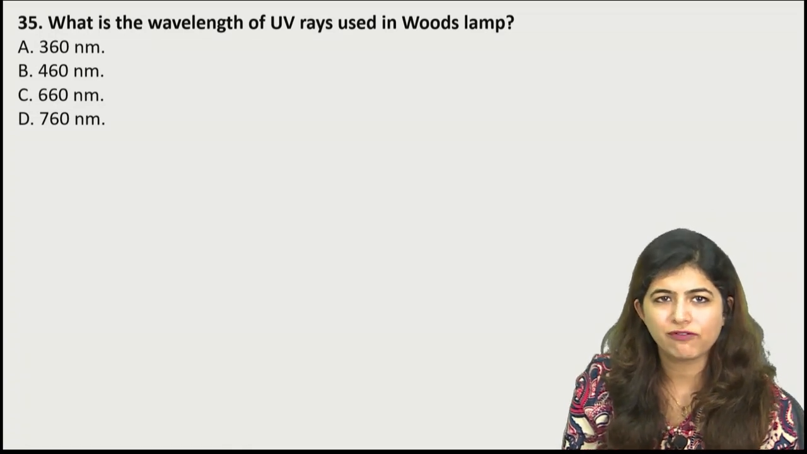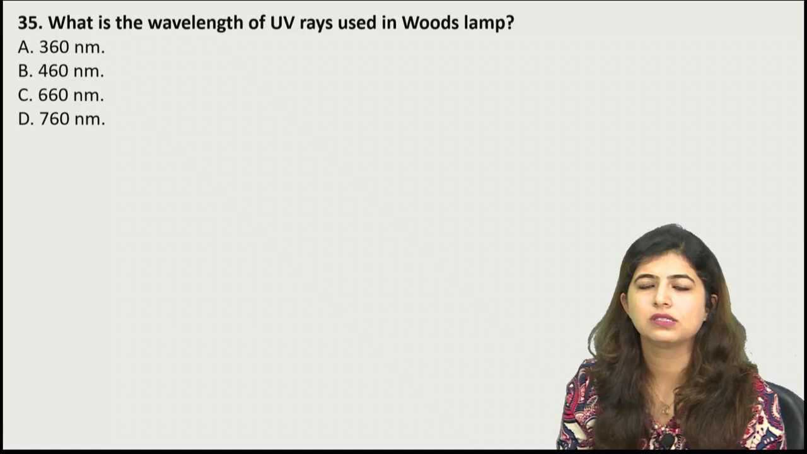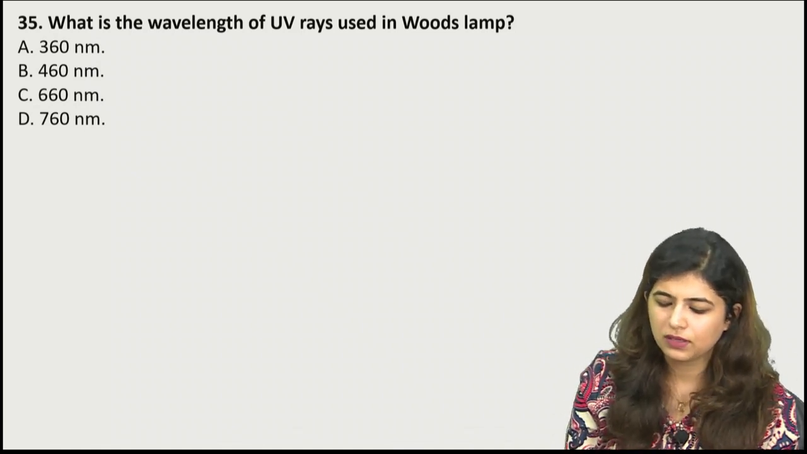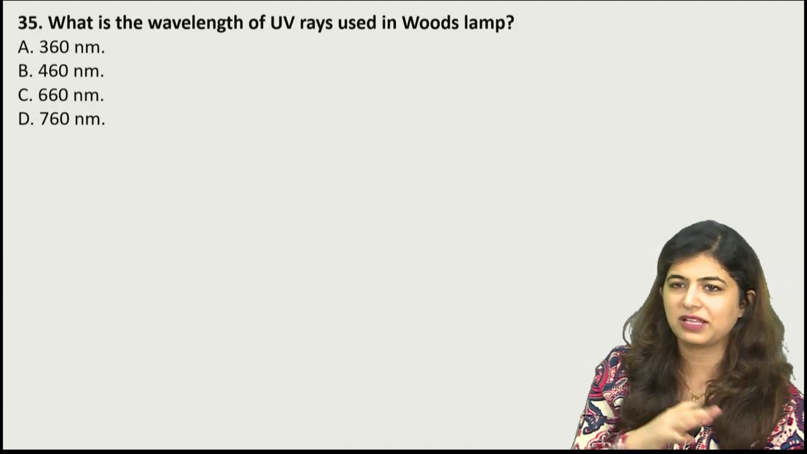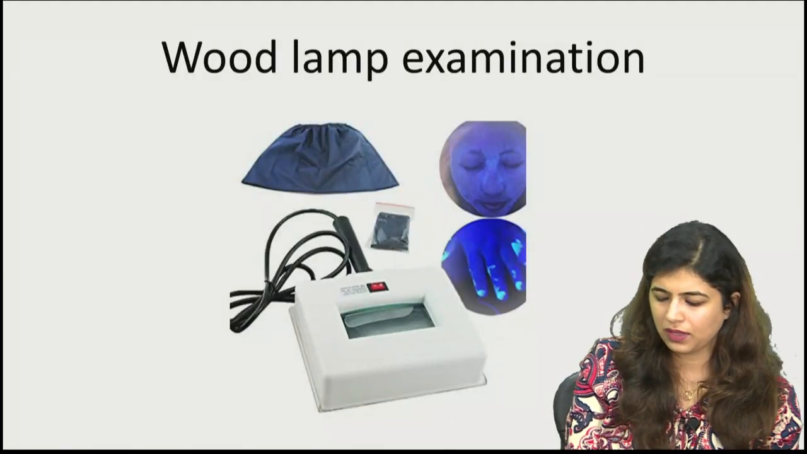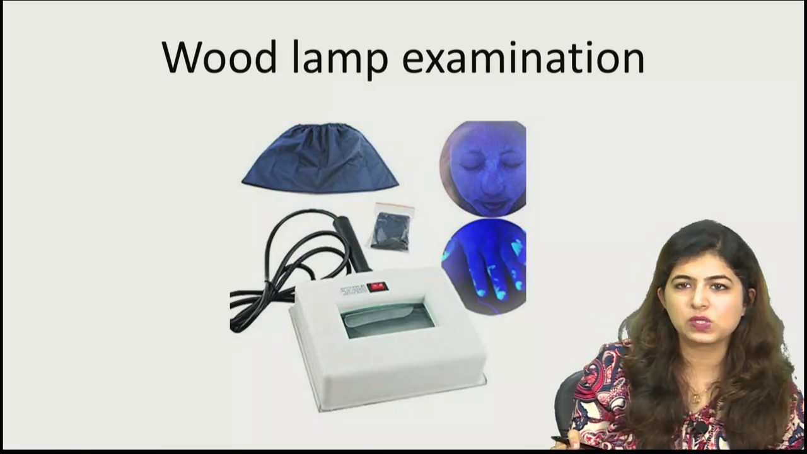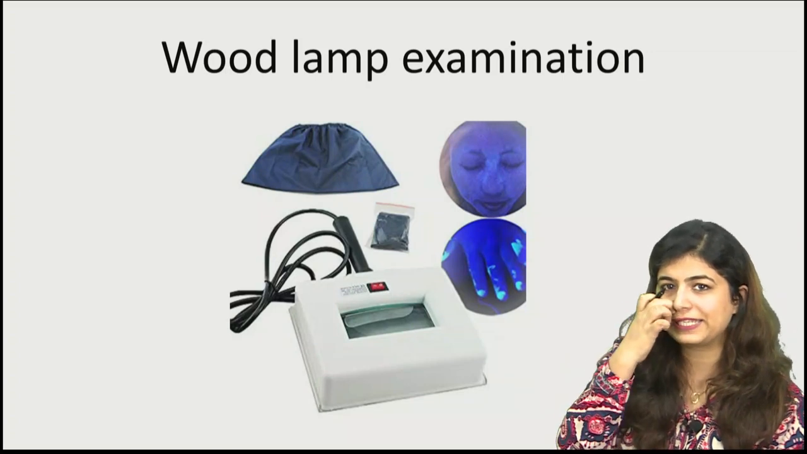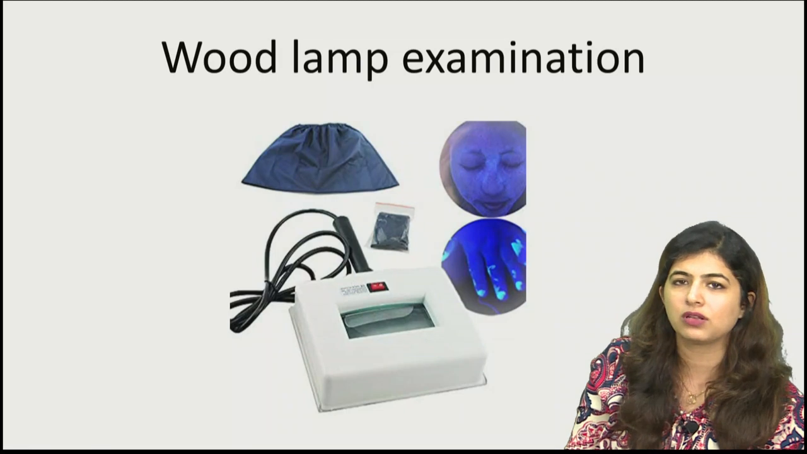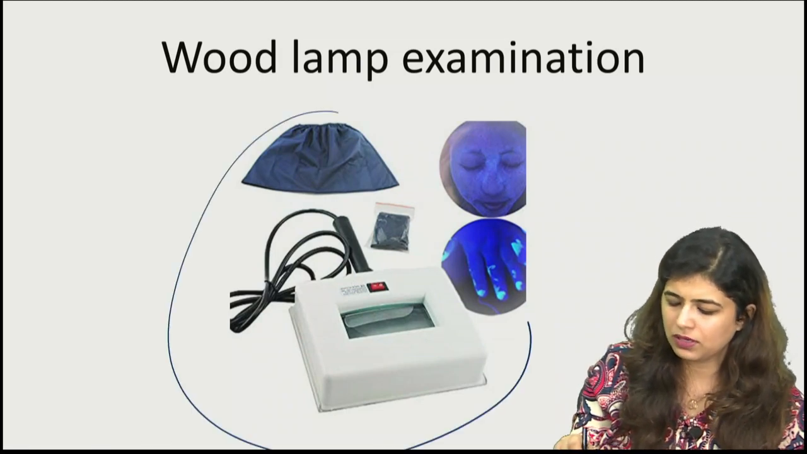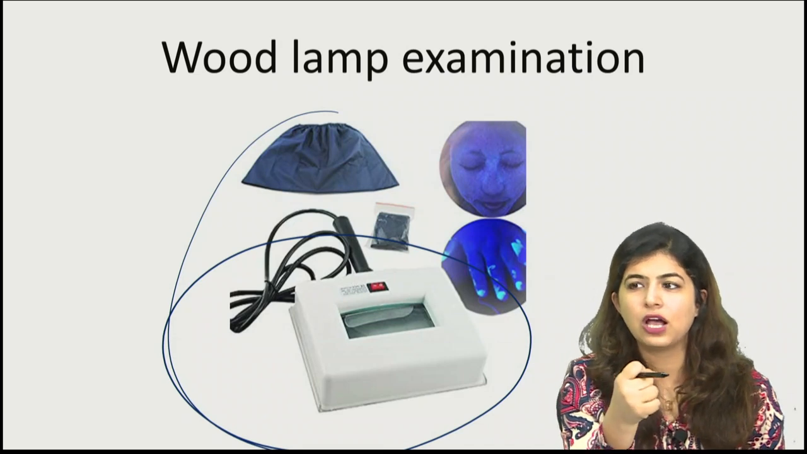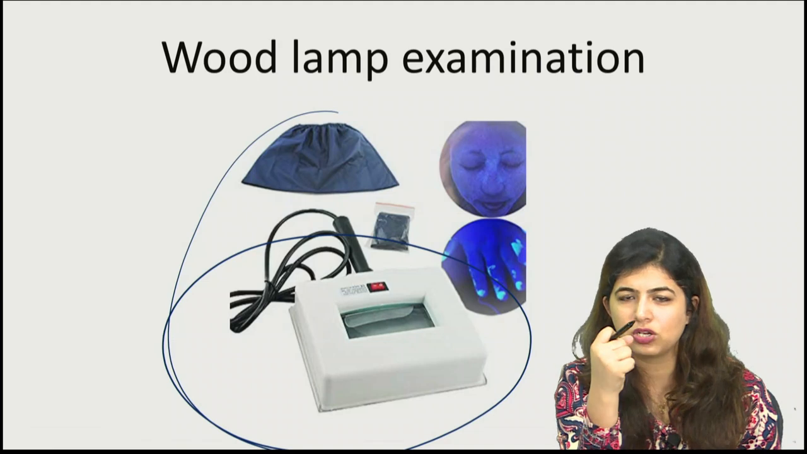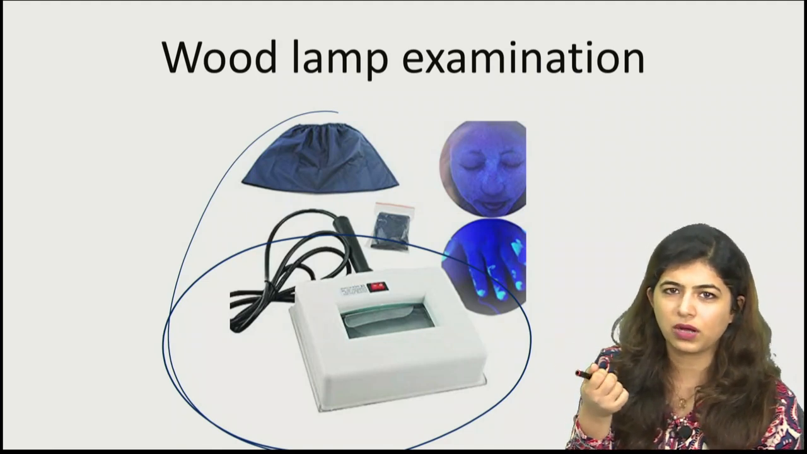Now, moving on to question 35. What is the wavelength of UV rays used in Wood's lamp? 360, 460, 660, 760. You know it, otherwise you don't know it. So what is Wood's lamp? This is Wood's lamp. This is how it looks like. Register the image also, because there are a lot of questions these days asking you the tools which are used in dermatological examination or investigations. So Wood's lamp looks like this. Like the welders hold in front of their eyes when they are doing welding. That is exactly how we also hold Wood's lamp. Just imagine someone cutting iron bars, a welder.